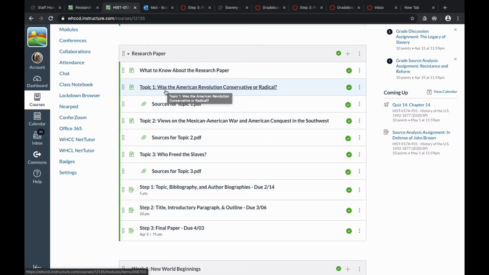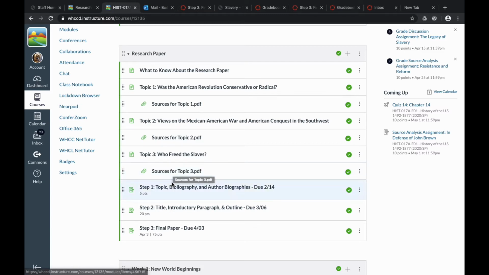If you chose that topic, right below it is where you're going to find all of your required sources for that topic. These are the 3 topics you can choose from for History 17A, and right below them are the sources, a PDF with all of the sources already packaged for you. You don't need to do any additional research. All you need to do is dive into these required sources, because you need to discuss every one of these sources in detail when you get to step 2 and ultimately step 3, your final paper.